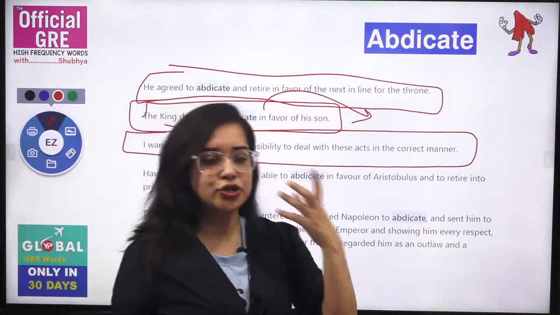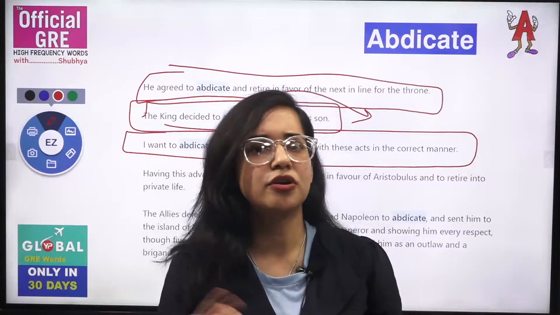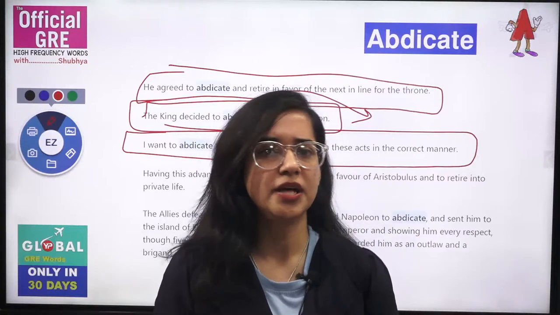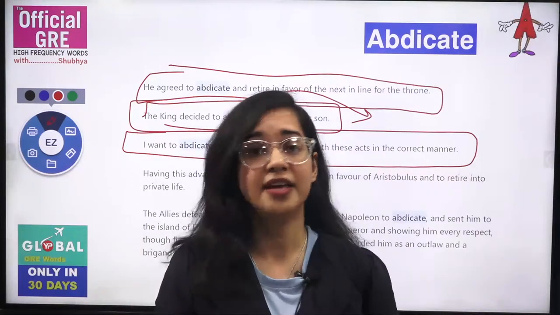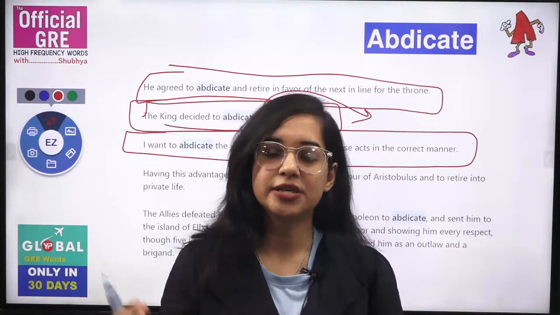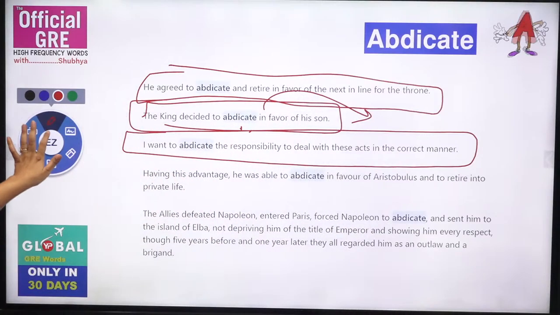So many times you see in families also, the mother says that I don't want to be more responsible. I don't want to take care of the house and housework anymore. So they give it to their daughter-in-law. So this is also termed as abdication. You're willingly giving up your responsibilities.